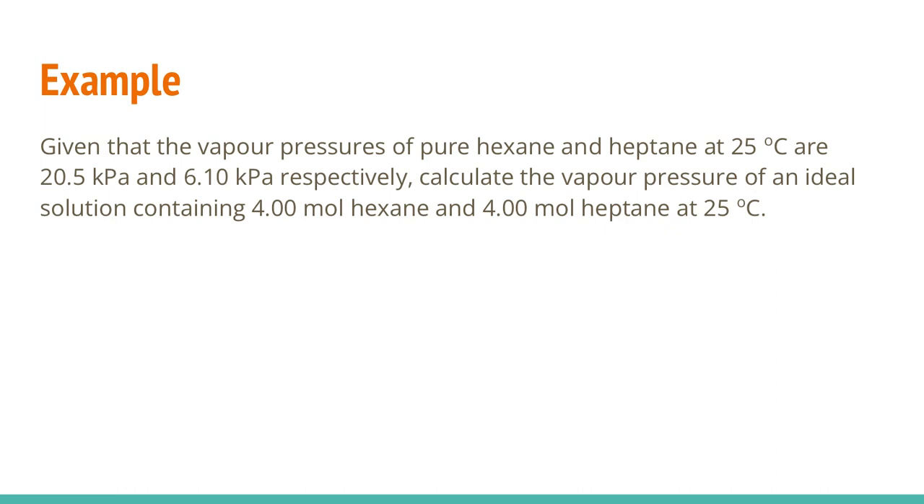So let's look at an example here. The given vapor pressures of pure hexane and heptane at 25 degrees Celsius are 20.5 and 6.10 kPa. So that's going to be the pressure naught, our pure substances. We want to calculate the vapor pressure of an ideal solution containing 4 moles of hexane and 4 moles of heptane. First off, we need mole fraction.